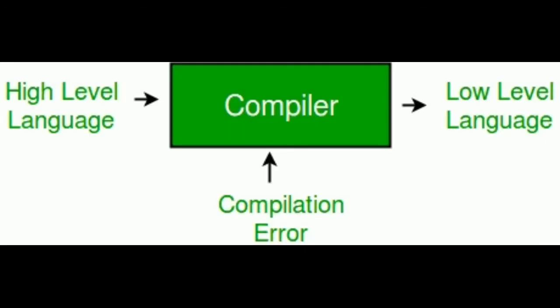Okay. Second type of translator is compiler. Compiler is used for translating a program that is written in high-level language into a low-level language. A compiler is a translator that is used to translate a program written in high-level language into low-level language. Okay. Assembler was used for translating program written in assembly language into machine language. Compiler is a translator used for converting high-level language into low-level language.